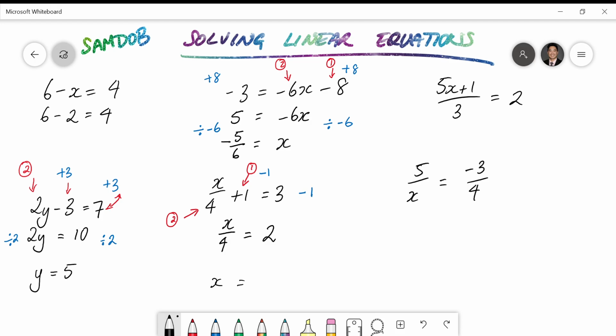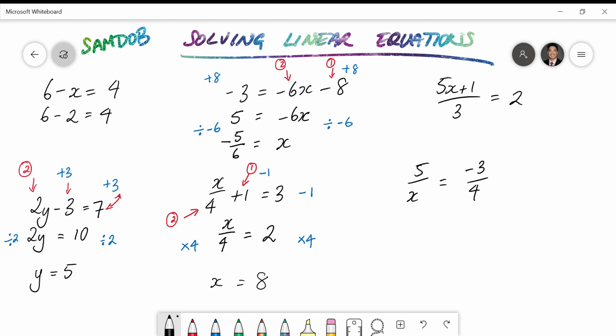And to get rid of that 4, we want to do the opposite. Okay, so the opposite of division is multiplication. So we want to now multiply both sides by 4. And what we end up with is 2 times 4 is 8. So our final answer, the value of x in this question, is 8.